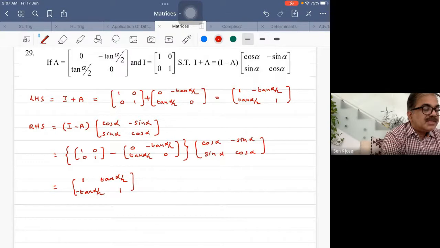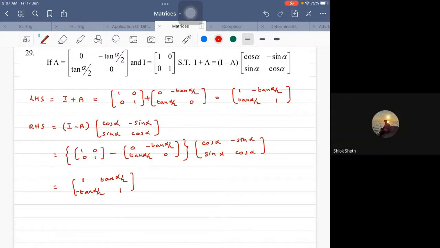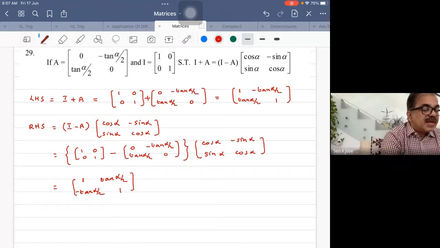Anyone else? Is it tan alpha minus tan alpha by tan... 1 minus tan square alpha, isn't it that way? 1 minus tan square alpha by 2 divided by 1 plus tan square alpha by 2. Anyone remember that formula?